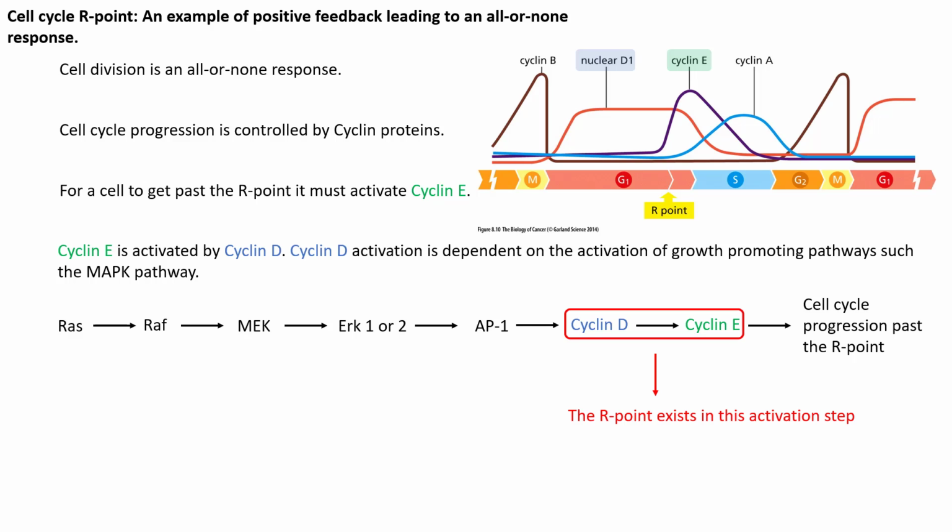Once activated cyclin E levels increase, then cyclin E will go on to activate cyclin A, which will go on to activate cyclin B, and this will push the cell through the cell cycle into the S phase, G2, and M phase, where the two daughter cells will be made.